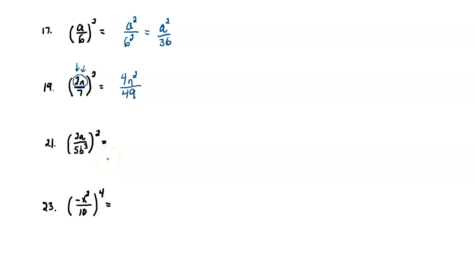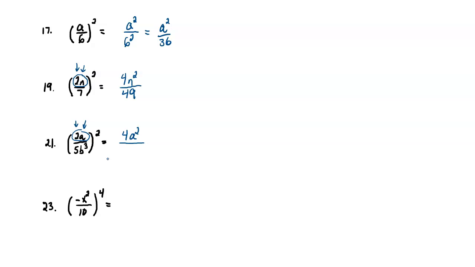Now question 21. This is a fraction being raised to a power. Start by taking that numerator and raising it to the power, and then do the denominator raised to the power. The numerator has two factors, a 2 and an a. Raise them each to the second power. 2 to the second power is 4. A to the second power is a squared.